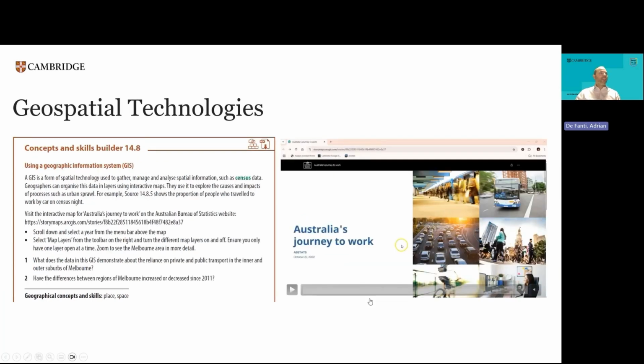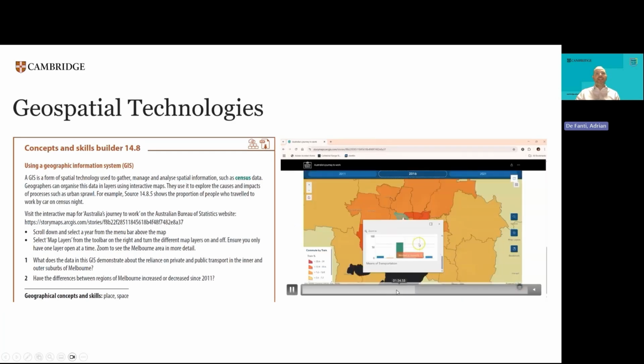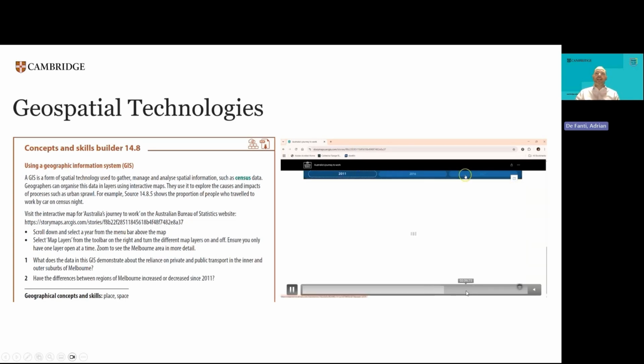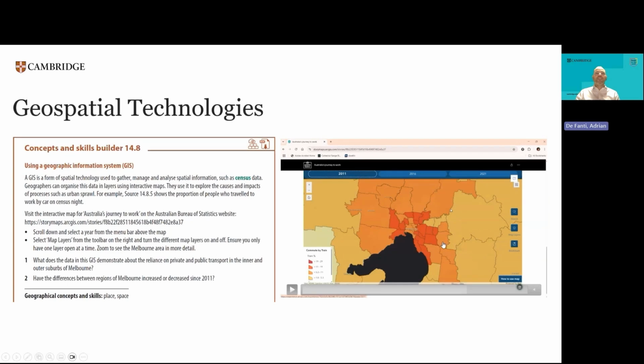Here's just one more example of using a geographic information system, this is for census data, which is accessed from the Australian Bureau of Statistics website. So once again, this is students using real data, and in this case, they're having a look at the different methods that people use to travel to work in different parts of Melbourne. So this is commuting by train, and they'll analyse that data and draw some conclusions to compare inner and outer suburbs and different regions of Melbourne.